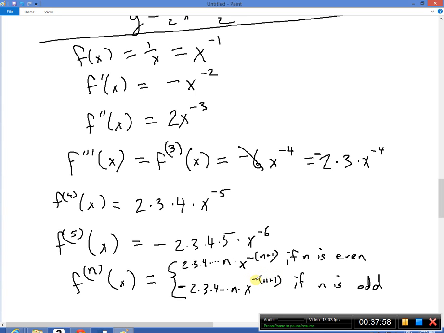Now this quantity, 2 times 3 times 4 times everything up to n, has a special name. It's called n factorial. It's usually written 1 times 2 times 3, we didn't have the 1 because I just dropped it, times 4 times dot, dot, dot, all the way out to n. So you multiply all the numbers together from 1 to n. That's n factorial. That number will come back and haunt you in later courses.